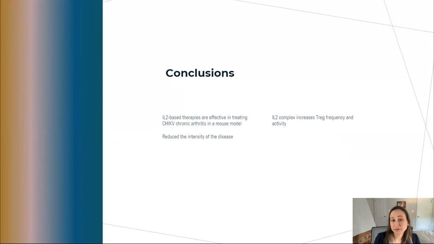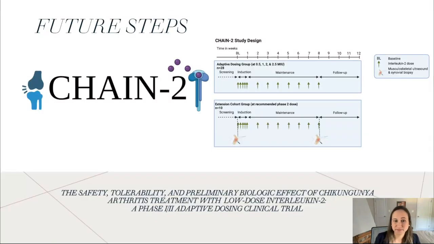So in conclusion, we found that interleukin-2 based therapies are effective in treating chikungunya arthritis in a mouse model and reduce the intensity of disease, and that specifically the interleukin-2 complex increased Treg frequency and activity. Therefore, our next step is to look at the value of interleukin-2 in a clinical trial. So we have now designed a Phase 1/2 adaptive dosing clinical trial to assess the safety, tolerability, and preliminary biologic efficacy of interleukin-2 treatment of chikungunya arthritis. And that's our next step.